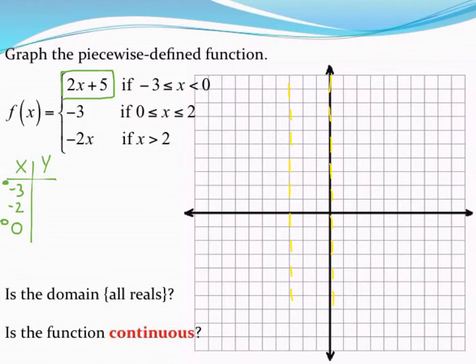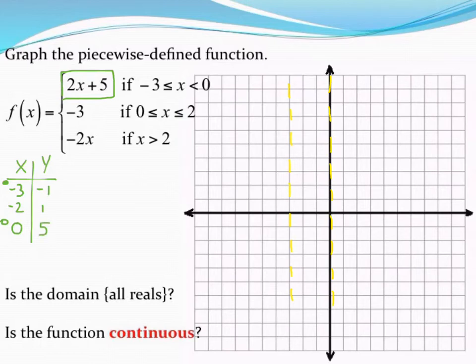So let's go ahead and plug these x values into that top piece of our piecewise function and see what our output is. So 2 times -3 gets us -6. If I add 5 to that, I get an output of -1. You guys can figure this out. My next output value would be 1, and if I plug 0 in for x, 2 times 0 plus 5 will get me 5 as an output.